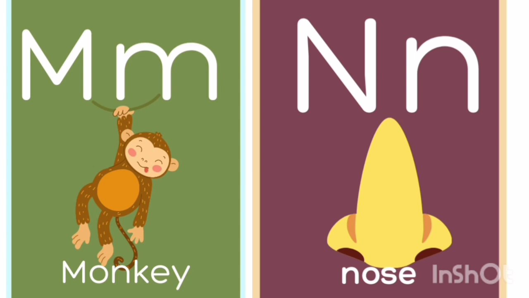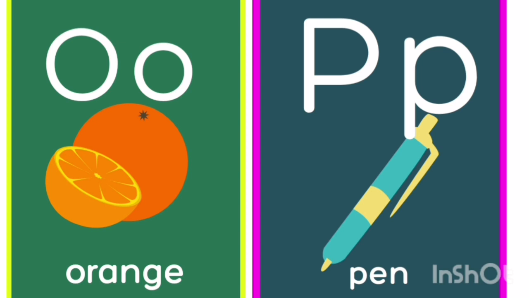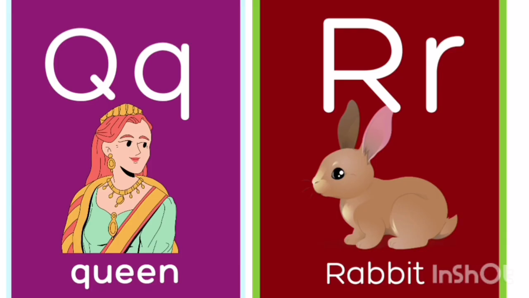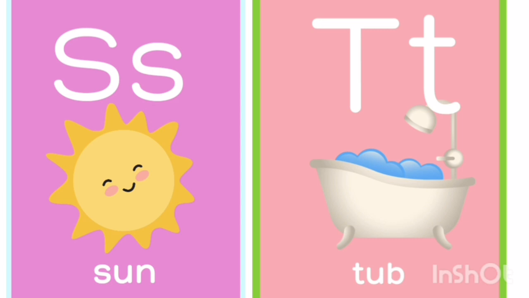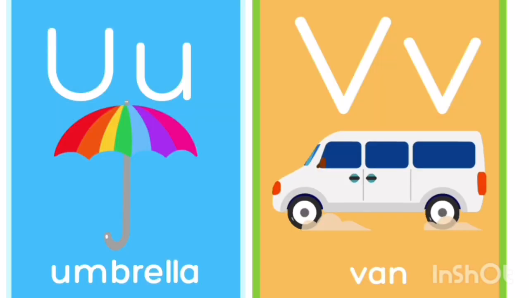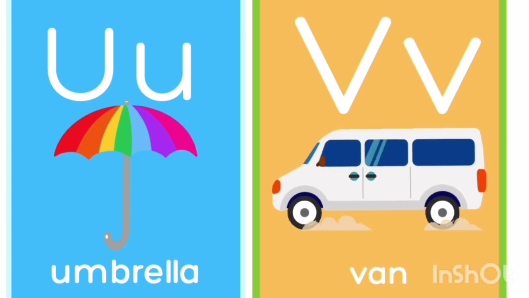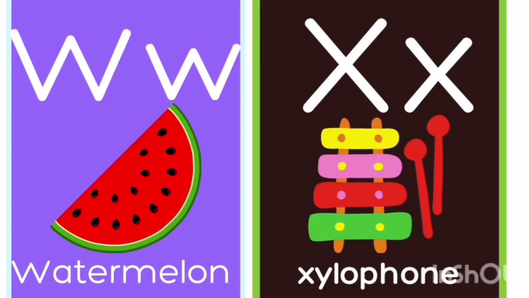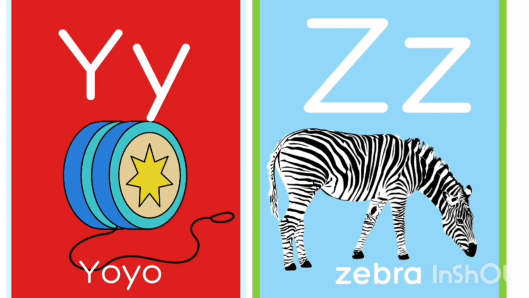M for monkey. N for nose. O for orange. P for pen. Q for queen. R for rainbow. S for sun. T for top. U for umbrella. V for fan. W for watermelon. X for cellphone. Y for yo-yo. Z for zebra.